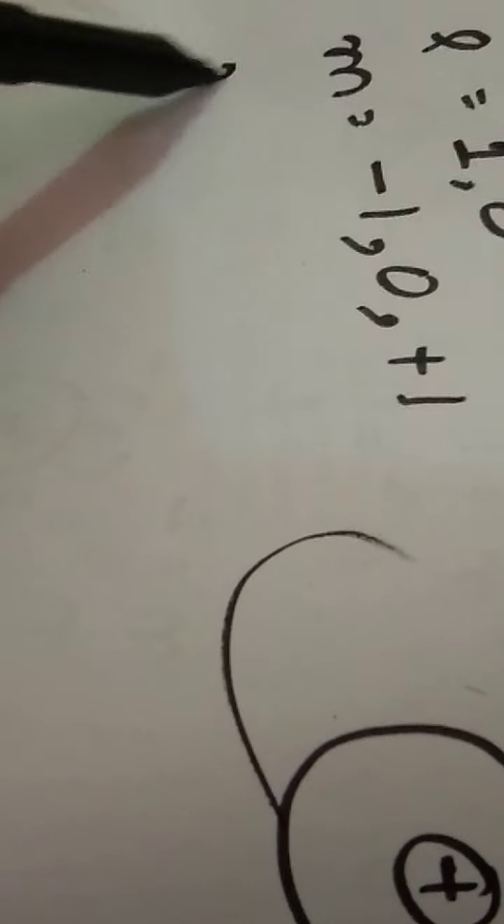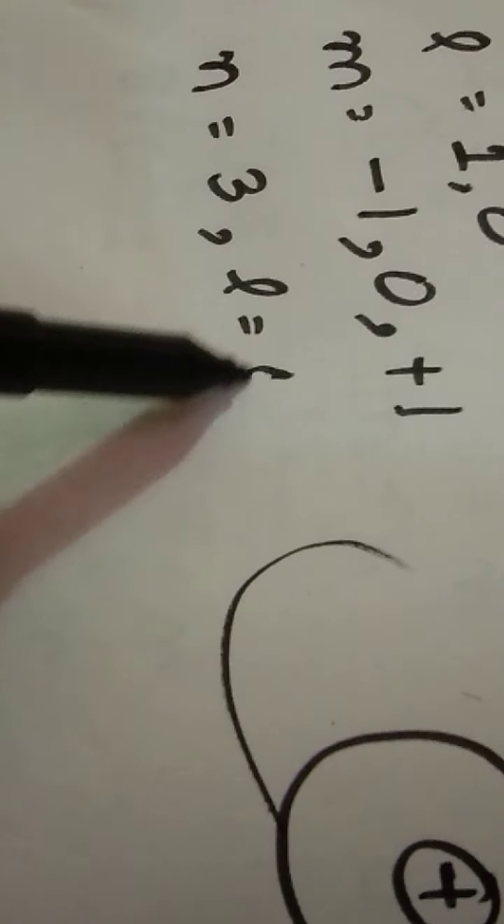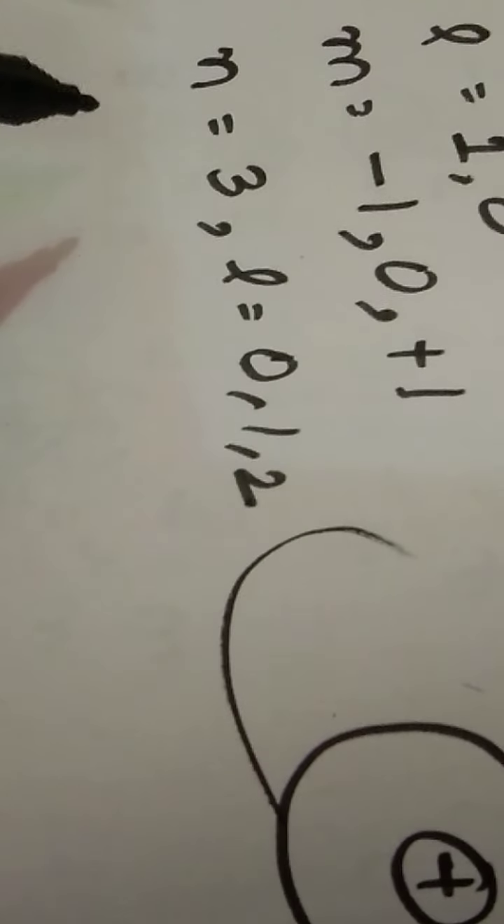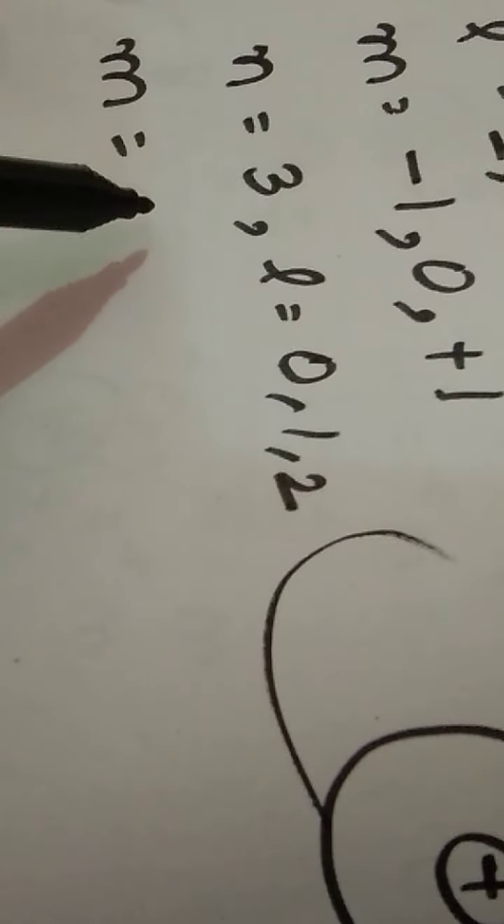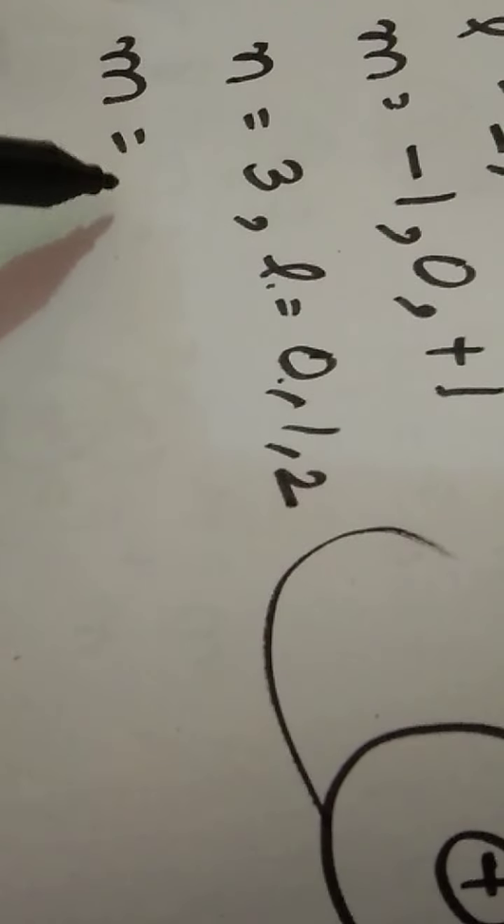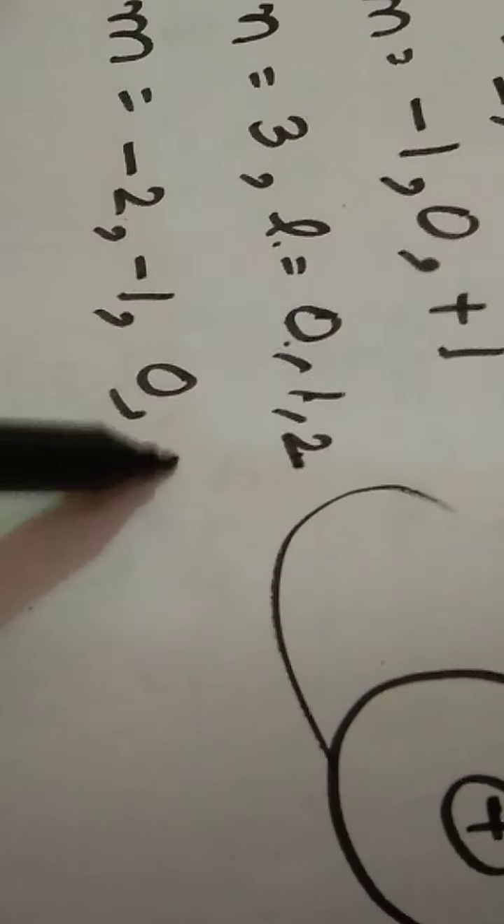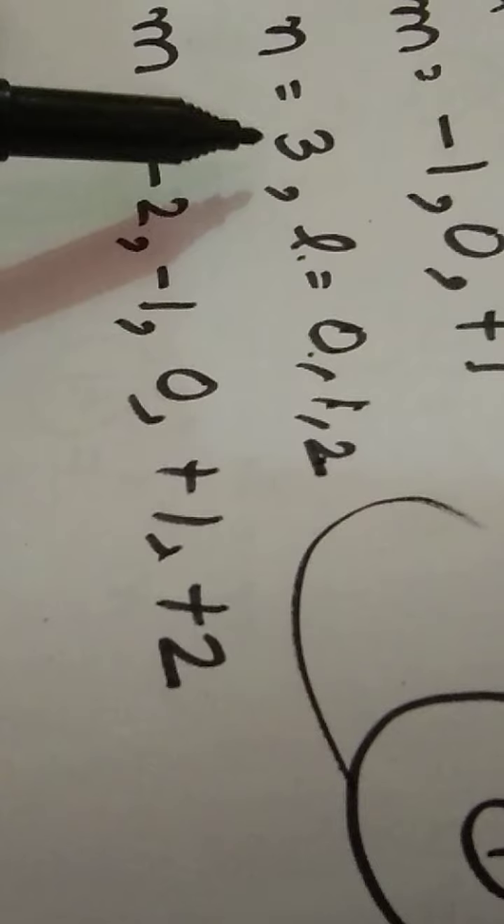Now in the same way children, for N is equals to 3, L will be equals to N minus 1, that is 2. So it is 0, 1, 2. These are the three values of L for N is equals to 3. Now what will be the value of M? M will be equal to children minus of L including 0 to plus of L. So it will be minus 2, minus 1, 0, plus 1 and plus 2. So these will be the values of M when N is equals to 3. Then these are the values of M children.